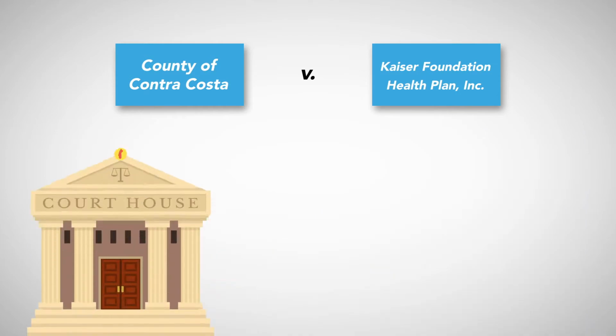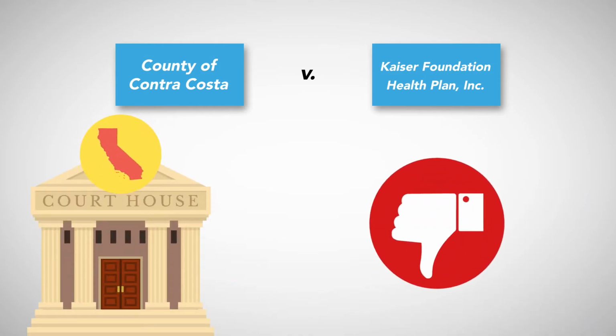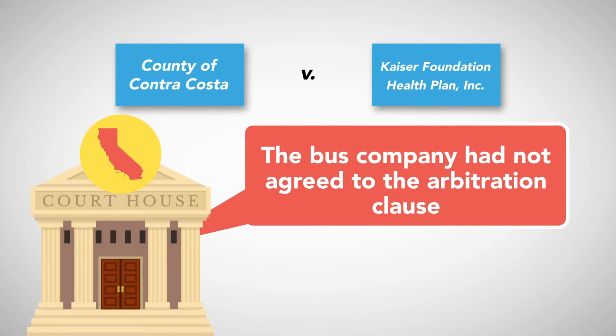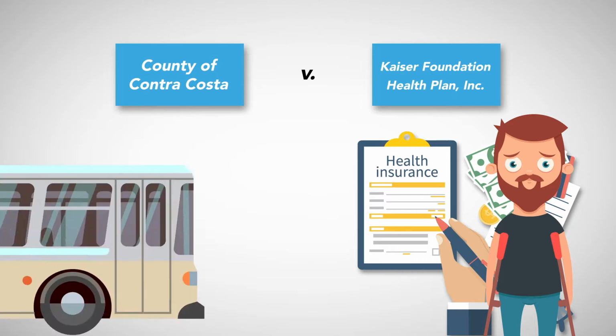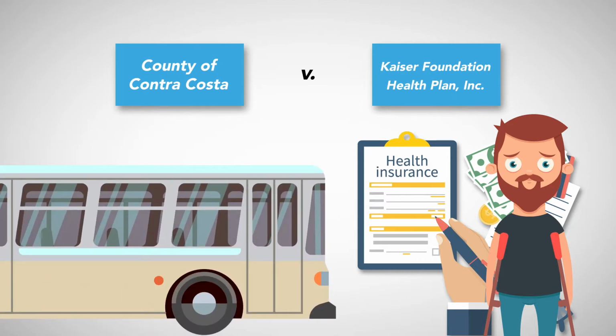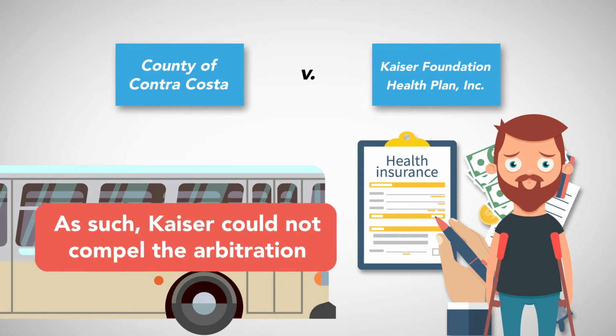The California Court of Appeal denied Kaiser's motion to compel arbitration because the bus company had not agreed to the arbitration clause. Though the insured and Kaiser had agreed to an arbitration clause, the issue could not be settled properly without participation of the bus company. As such, Kaiser could not compel the arbitration.